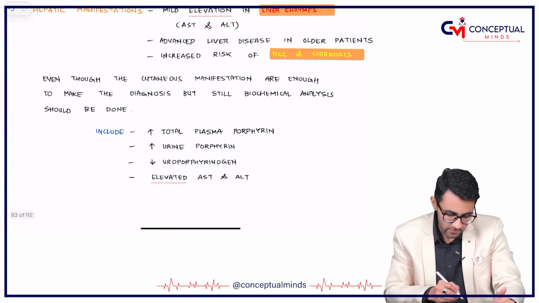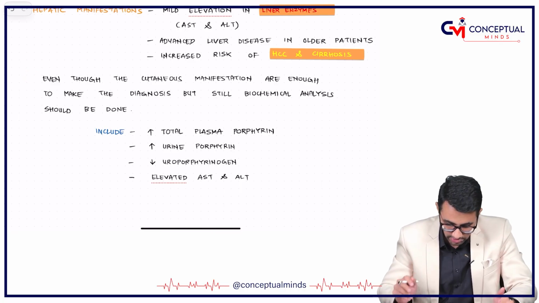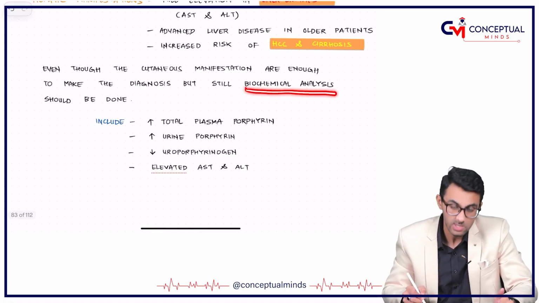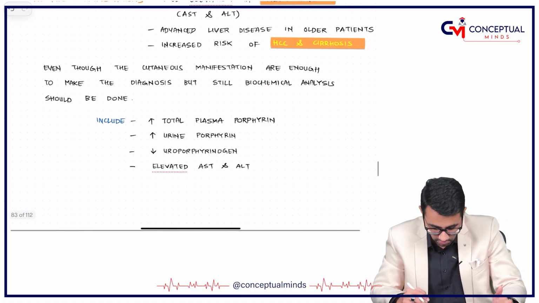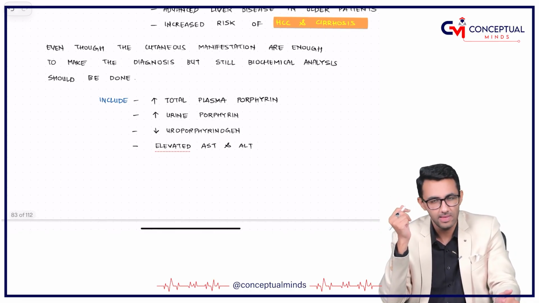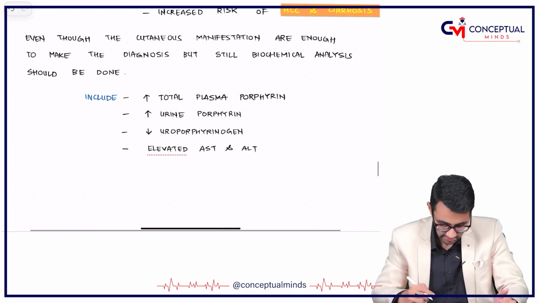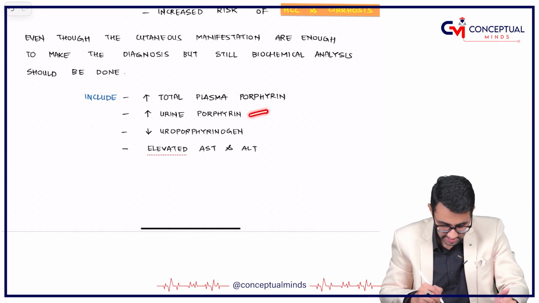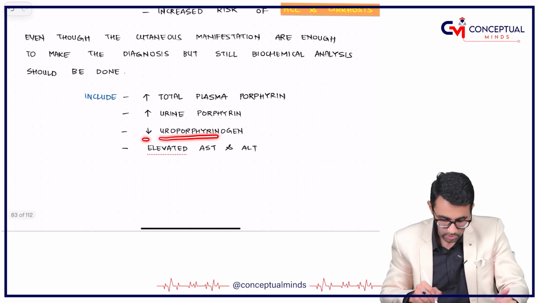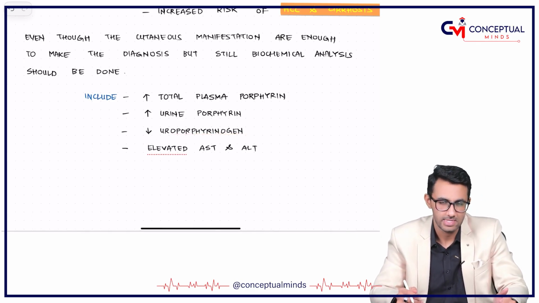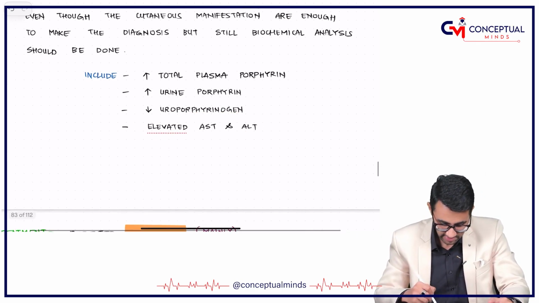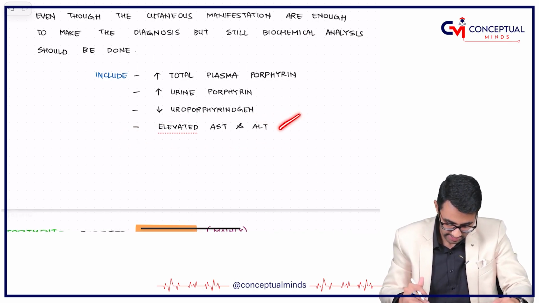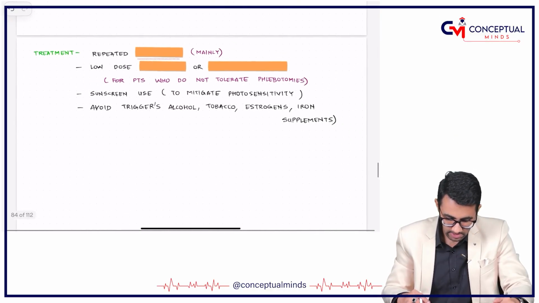Okay, first of all, this point. Even though the cutaneous manifestations are enough, still biochemical analysis should be done just to rule out. And what would we find is definitely the porphyrins will be elevated. So total plasma porphyrins are increased, urine porphyrins are increased, and uroporphyrinogen decarboxylase is decreased. Yes, so that is the whole reason the whole mayhem is happening. And we have these hepatic manifestations, that is the AST and ALT, right? They are increased. So what do you think the treatment is going to be?